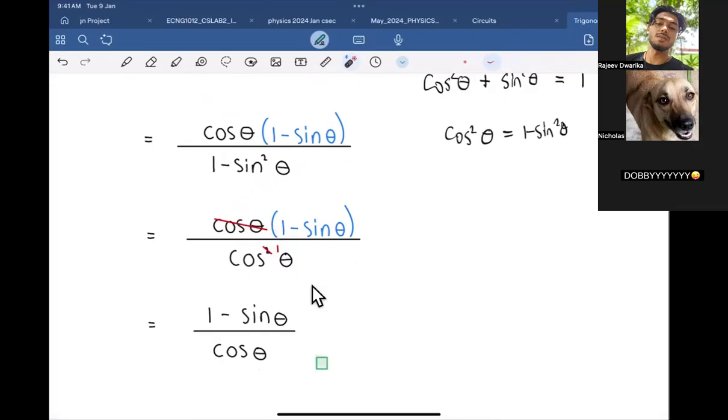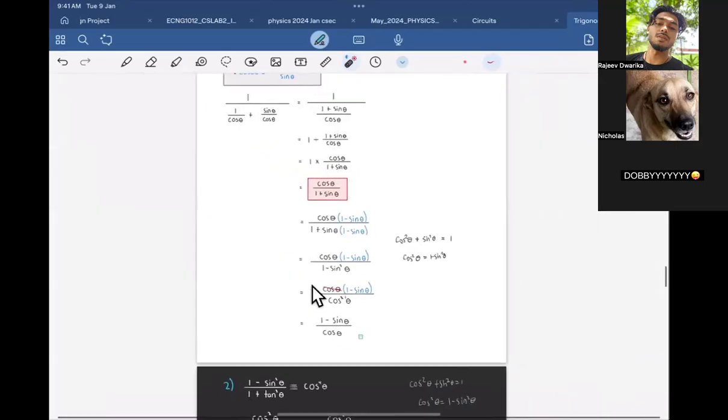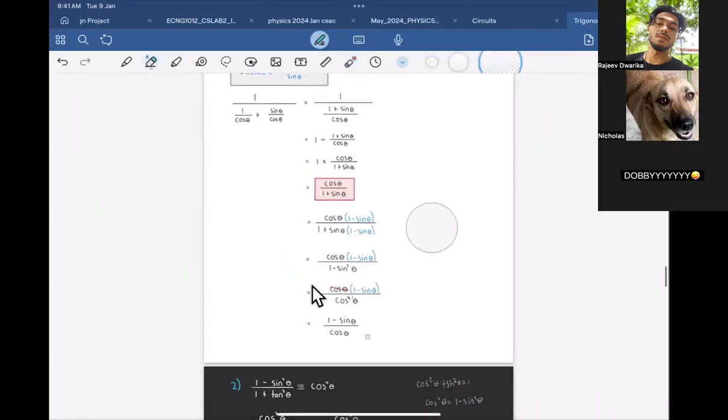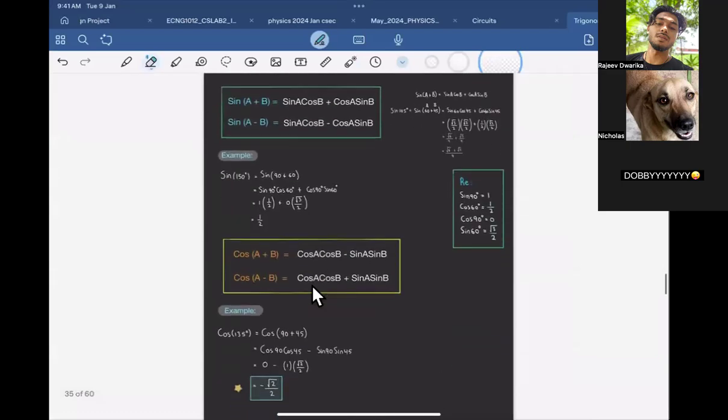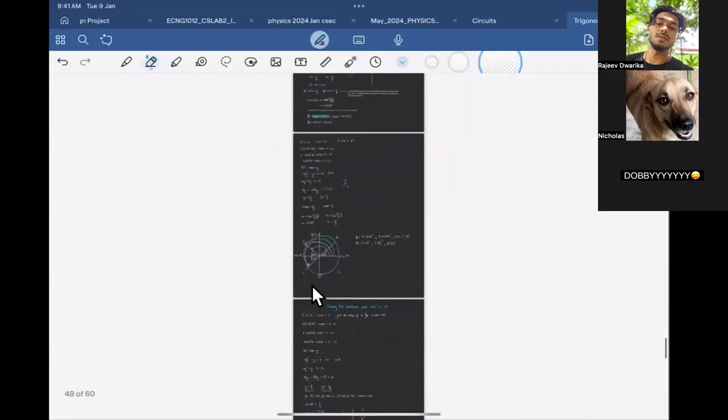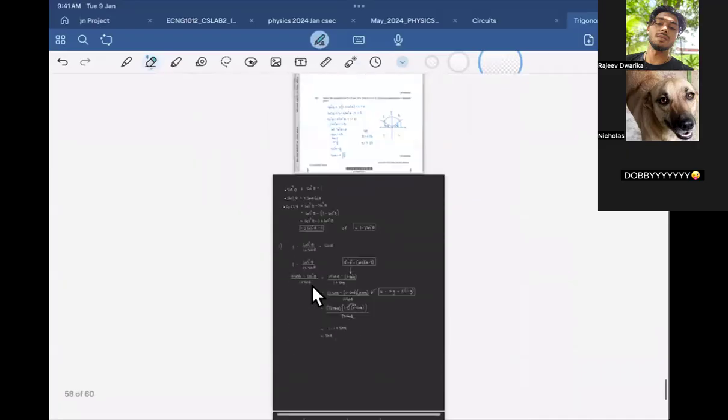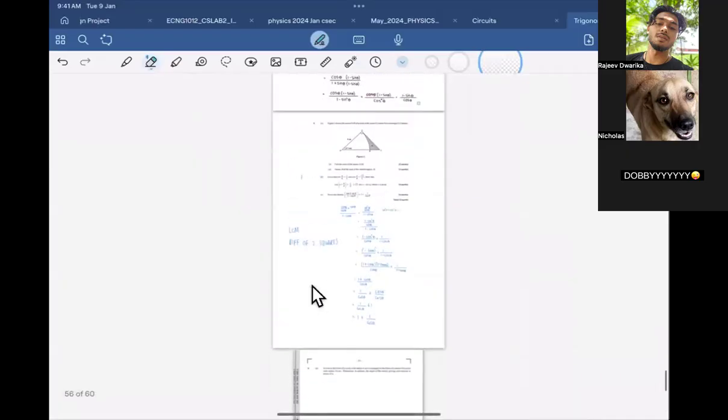Definitely one of the harder questions. Definitely. But I think it's manageable, right? I should have some more questions.